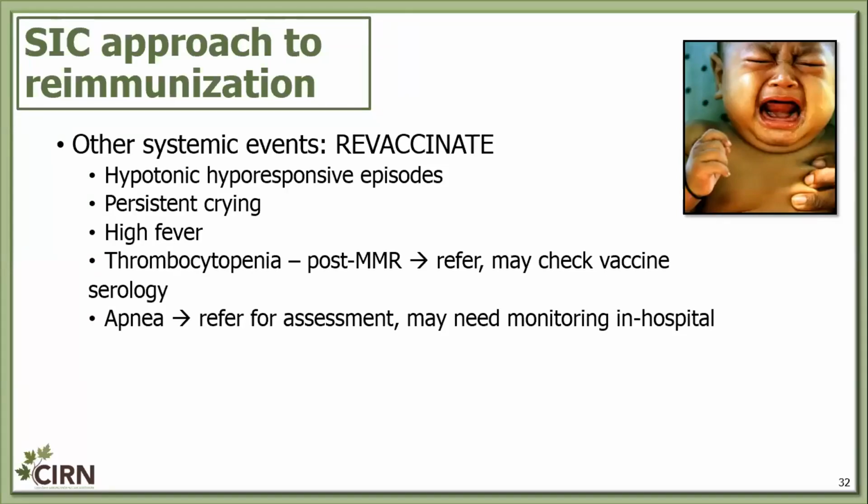So finally, just to touch on the other systemic events, again, generally, we would recommend revaccination. We know that the risk of recurrence of HHE, for example, is very low, about 2 to 3%. Persistent crying and fever do recur somewhat more often, but all of these can be managed with good pain control, antipyretics, and strategies to mitigate pain during the immunization event, like having the infant nurse or giving sucrose and using topical anesthetics to the vaccination sites.